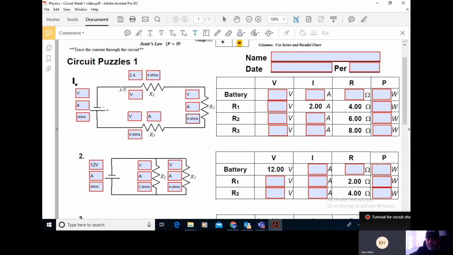Now, we are given some information to start with. We're given that there's a 2 ohm resistor, a 4 ohm resistor, a 6 ohm and an 8 ohm resistor around the circuit. The 4 ohm resistor, resistor 1, has 2 amps of current going through it, and that's all we know.